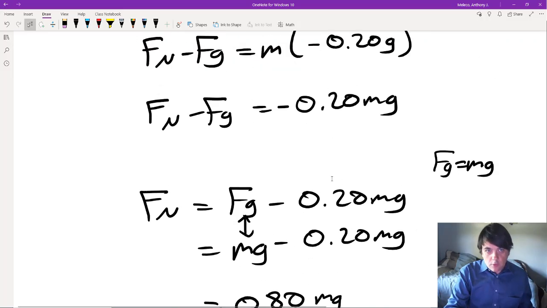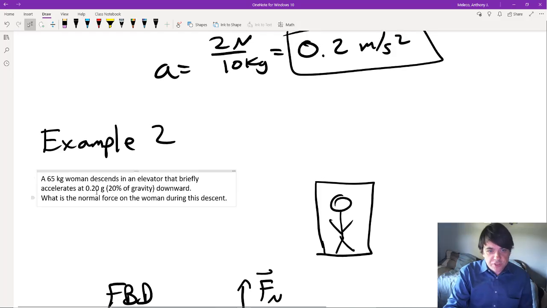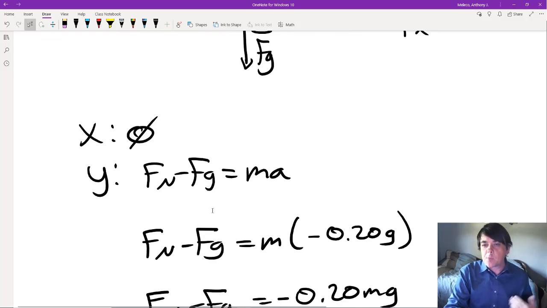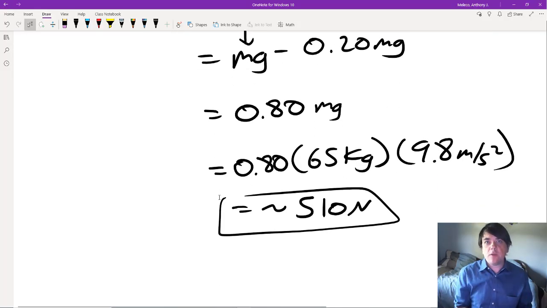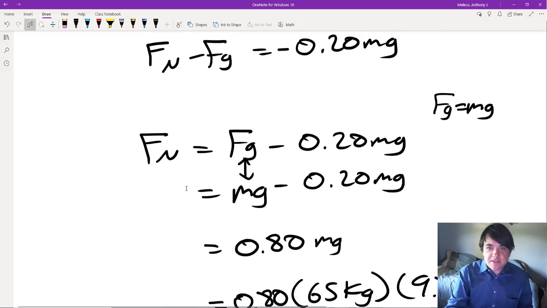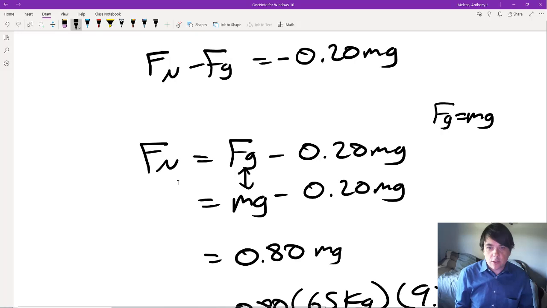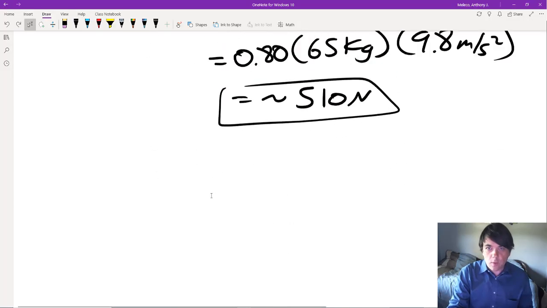One thing I want to point out is, notice she's accelerating downward. What happens when you accelerate downward? You feel like you are kind of flying up in the air a little bit, right? What you're feeling isn't your weight changing. Your weight still stays the same. It's your net force that you're feeling.